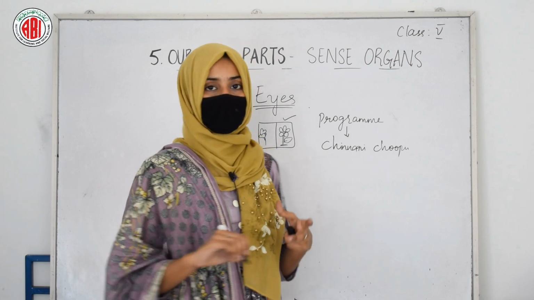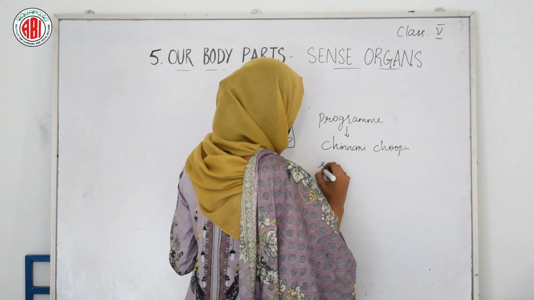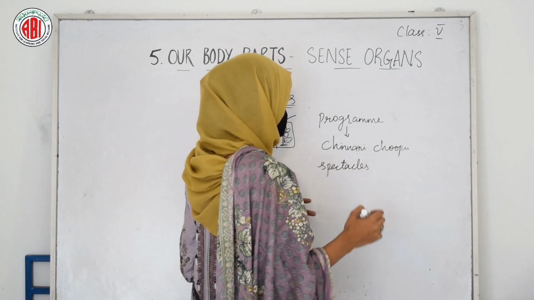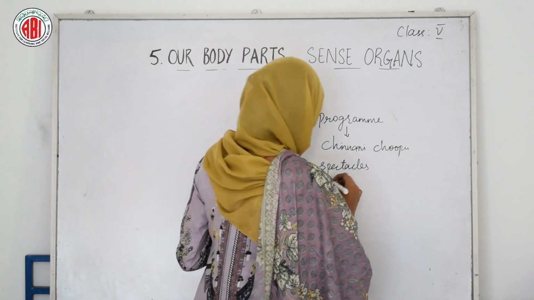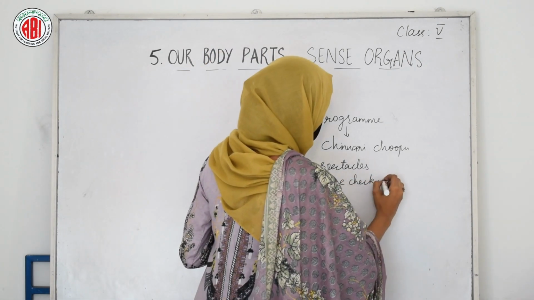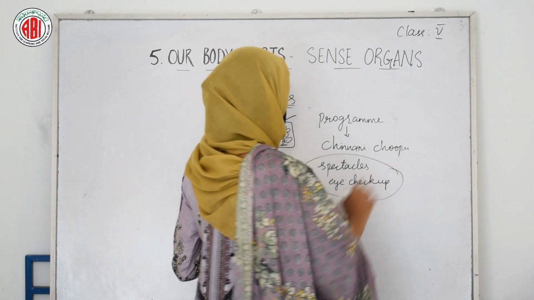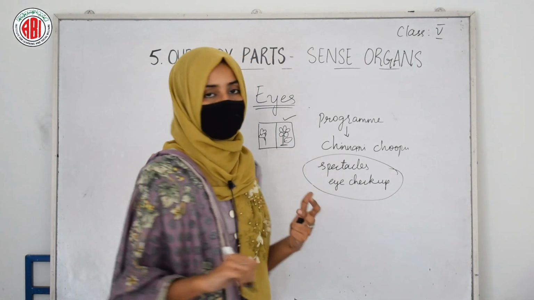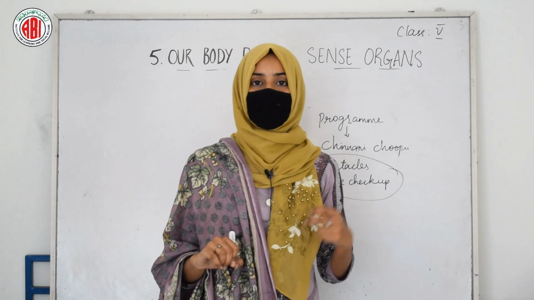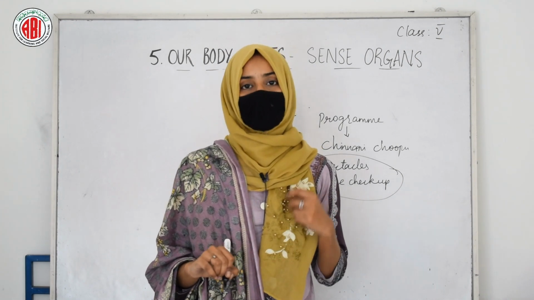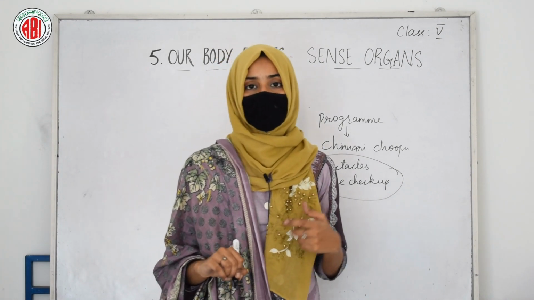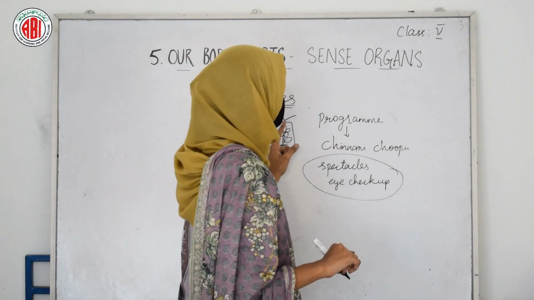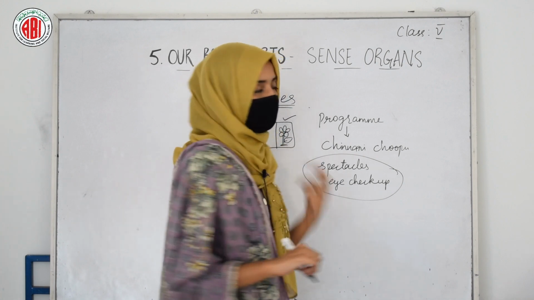They distributed many spectacles among the blind people and among all people, and they also did eye checkups of many persons. In this way they helped many of the people who are suffering from eye diseases and those who are blind. The government can also conduct many programs to help the blind people.